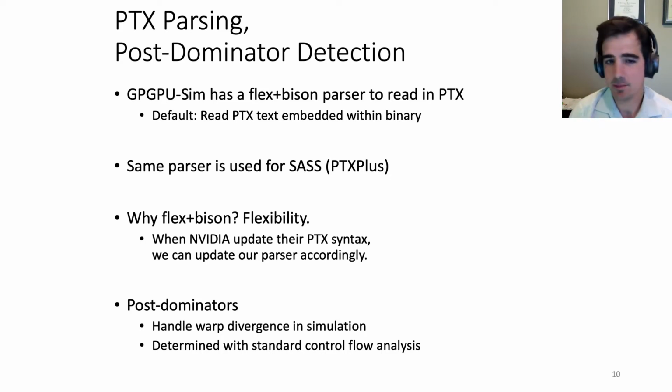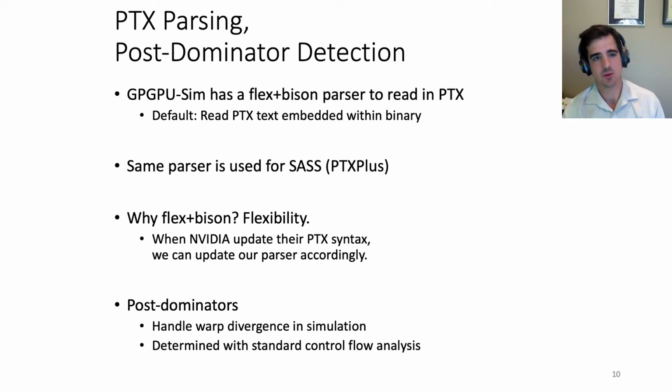So now we have the PTX, so we have the actual assembly for the GPU programs themselves. What do we do with it? The first thing we have to do is parse it, because we need to figure out what all these instructions are. We essentially get a plain text PTX file that is all of the assembly instructions written out for the kernel. We need to somehow parse all of that and load it into the simulator.